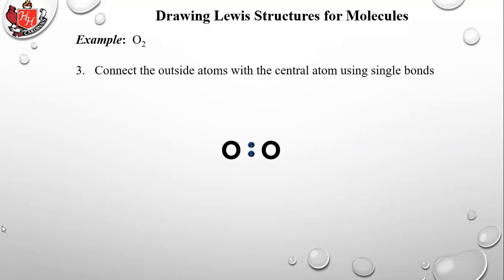3, connect the outside atoms with the central atom using single bonds. So there we've connected the 2 oxygen atoms with a single bond. So we've used 2 out of the 12 valence electrons.